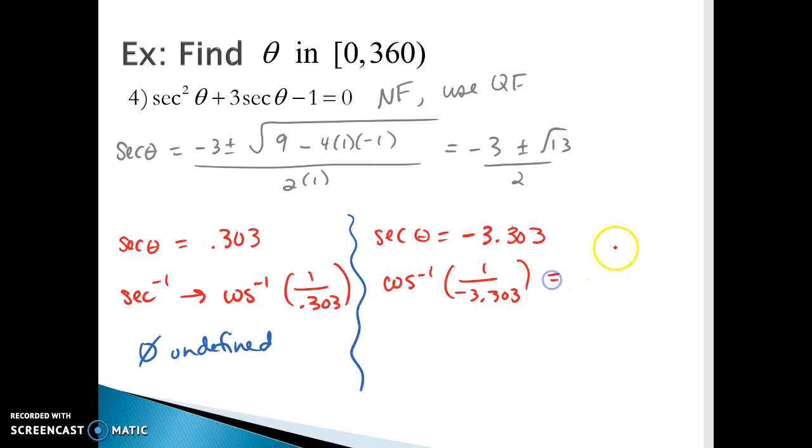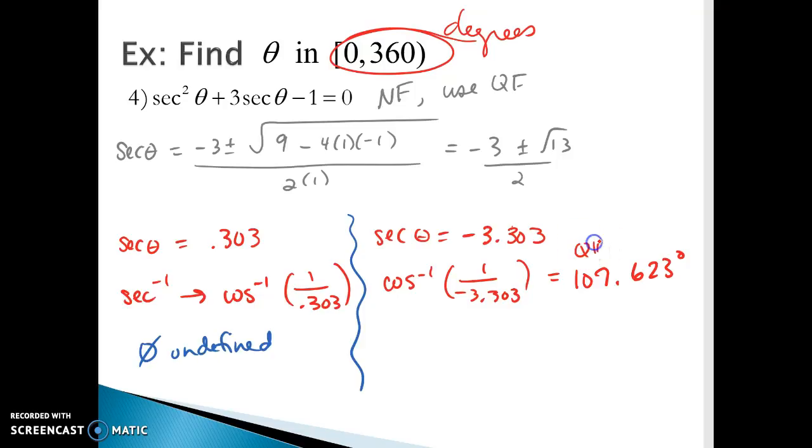And this will give me, and let's check our mode, we want to be in degrees. So if I type this in degrees mode, I will get 107.623 degrees. Now, I'm trying to find the whole circle, and I know that there are 2 times this angle happens. Once in quadrant 2, and the other time is in quadrant 3.